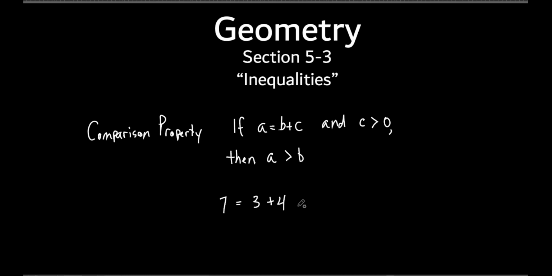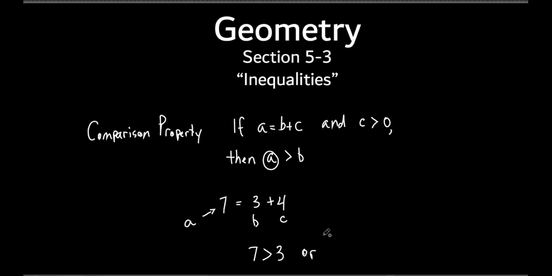Everybody got that? What does this say then? It says then A must be what? What's that symbol? Greater than B. So what's my A right here? It's the 7. That's the A. See, if A equals B plus C, this is my B, and this is the C. All right? So what does this thing say? If 7 equals 3 plus 4, what does my comparison property tell me? It says then A, which is 7, has got to be greater than B, which is 3.